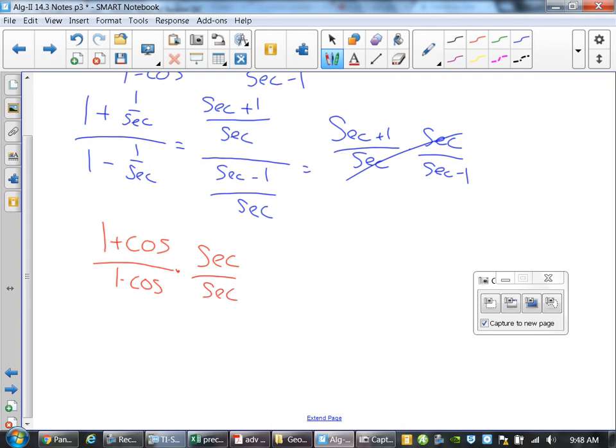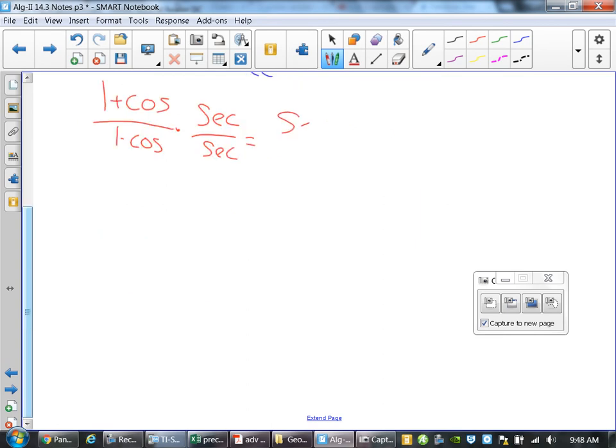Multiply the top and bottom by secant. What's 1 times secant? What's secant times cosine? Sorry, that's plus 1. What's 1 times secant? What's cosine times secant? I guess that works. Duh. Never thought of it. I honestly never thought of that.